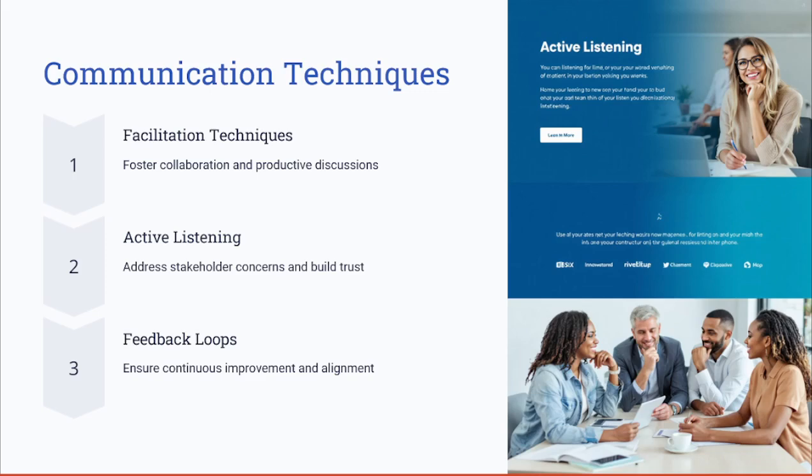The best practices in choosing the communication techniques. Strong communication practices are essential during the initiating process group. Facilitation techniques help ensure proactive discussions where all voices are heard. Active listening also enables project managers to address stakeholder concerns and build trust. Establishing feedback loops ensures continuous improvement and alignment as the project progresses. For example, a regular meeting with the key stakeholders to review the project charter can help refine the objectives and avoid any later misunderstandings.